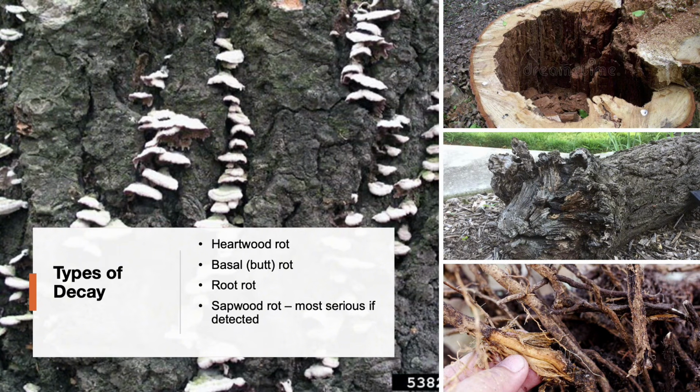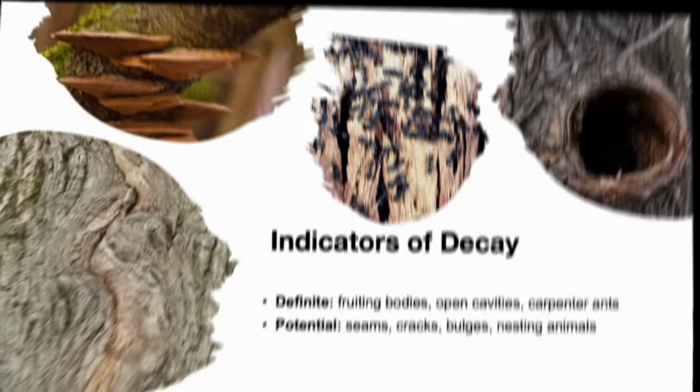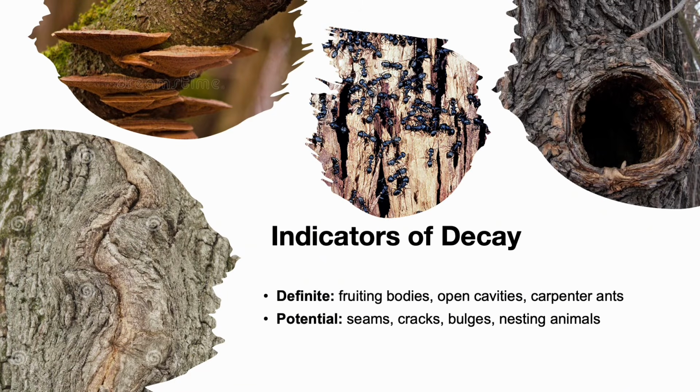Brown rot, more common in conifers, decays cellulose and makes wood brittle. Soft rot is similar to brown rot but harder to identify. White rot often allows more response growth than brown rot. Decay is named based on where it occurs. You've got heartwood rot, basal rot, root rot, or sapwood rot. Sapwood rot is especially dangerous because it causes severe strength loss.